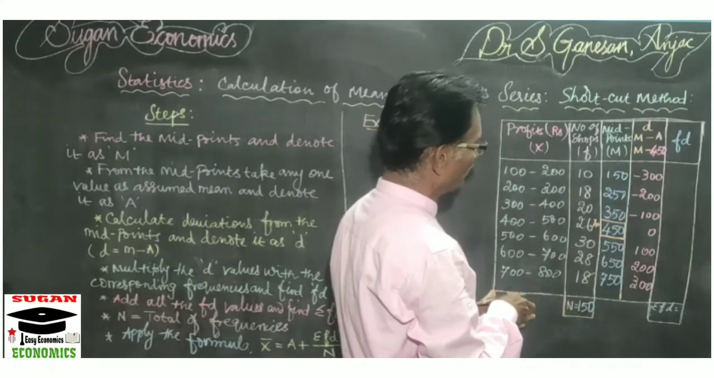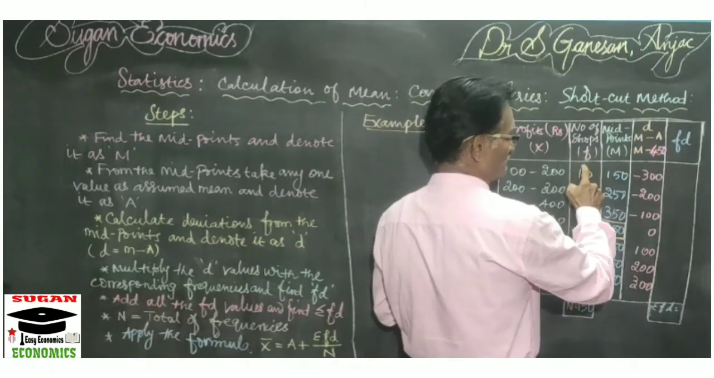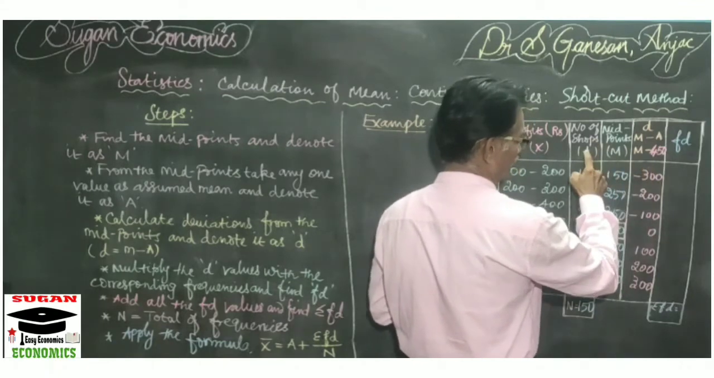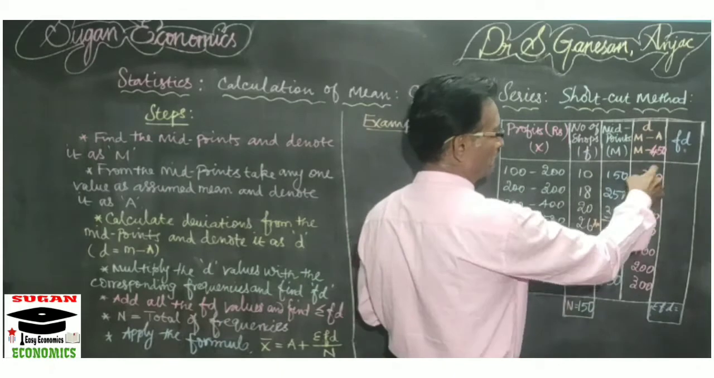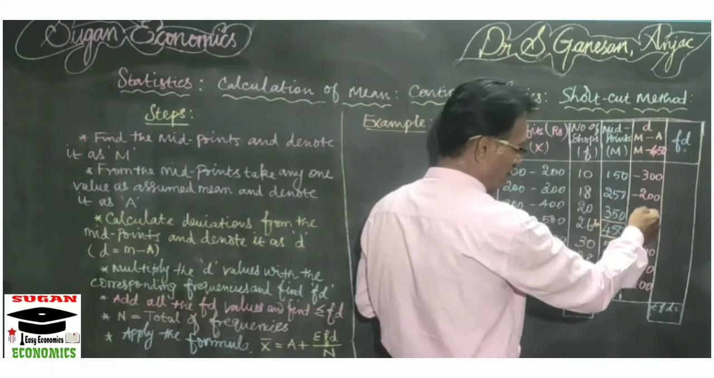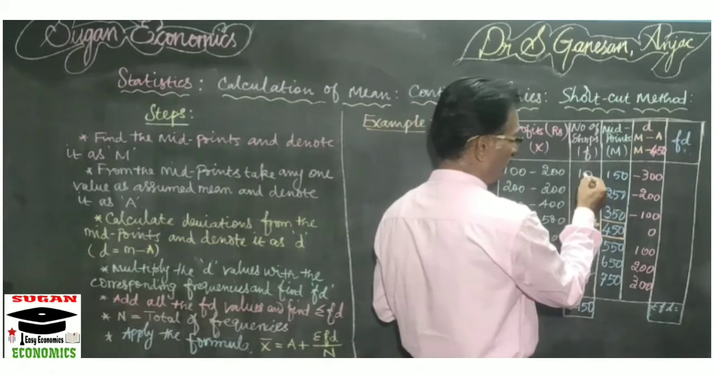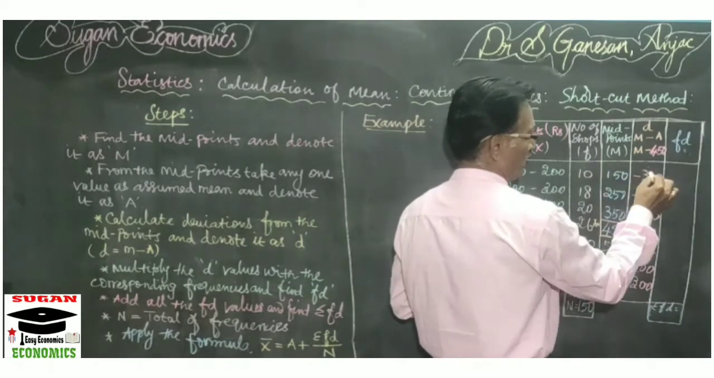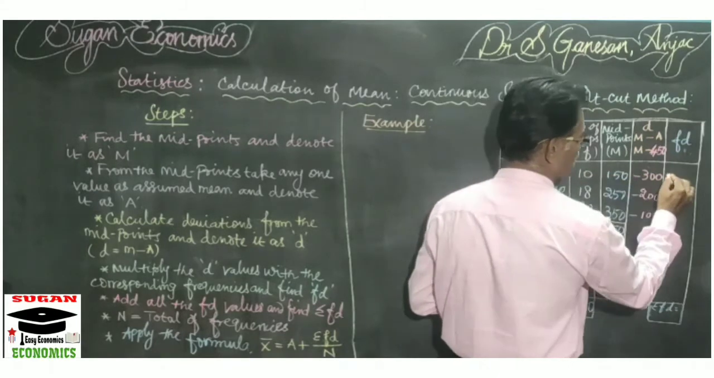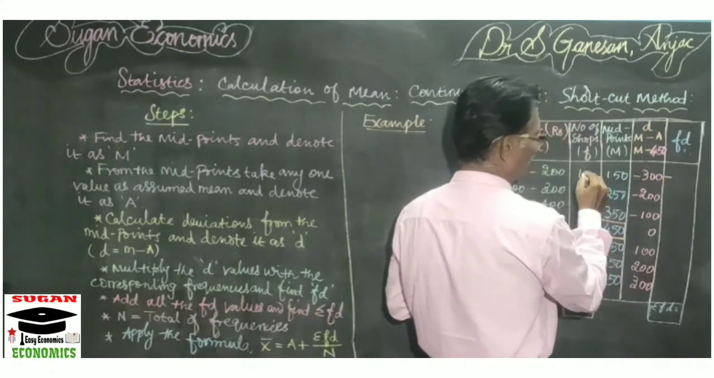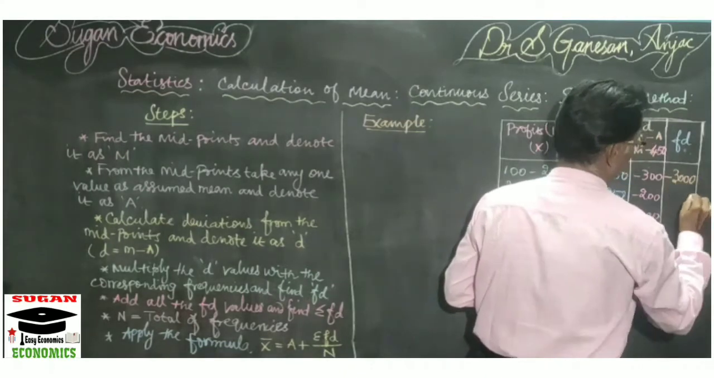Now after calculating the deviation values, we multiply the frequency value with the deviation value, that is f into d, equal to fd. At the time of calculating the fd value, we must be very careful about the mathematical signs, minus and plus. Here the frequency is 10, but the first deviation value is minus 300. So plus into minus, you put minus. 10 into 300 is equal to 3000, so minus 3000.